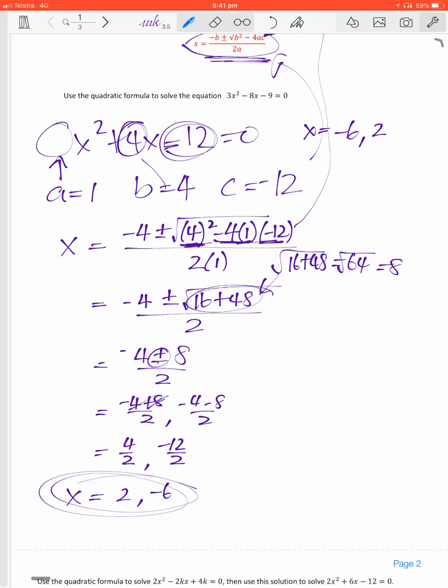So then my x-intercepts, my roots, my solutions are the same thing and are exactly the same as these up here. So it works.